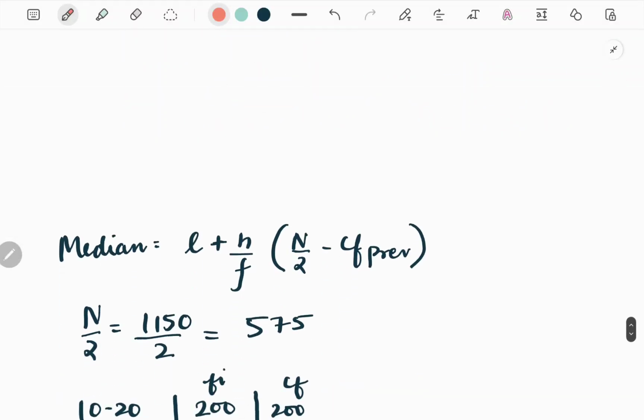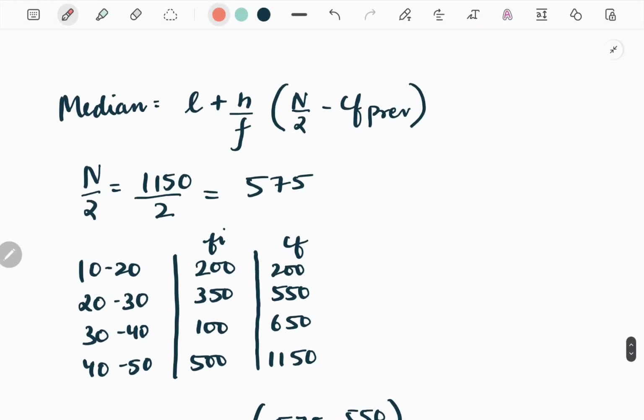Moving ahead, we will now calculate the median. The formula for median is given as L plus H by F into N by 2 minus CF of previous. Let me break it down for you. L corresponds to the lower limit of the median class. H corresponds to the class width. F corresponds to the frequency of the median class. N by 2 is the total number of observations divided by 2, minus the cumulative frequency of the previous class.